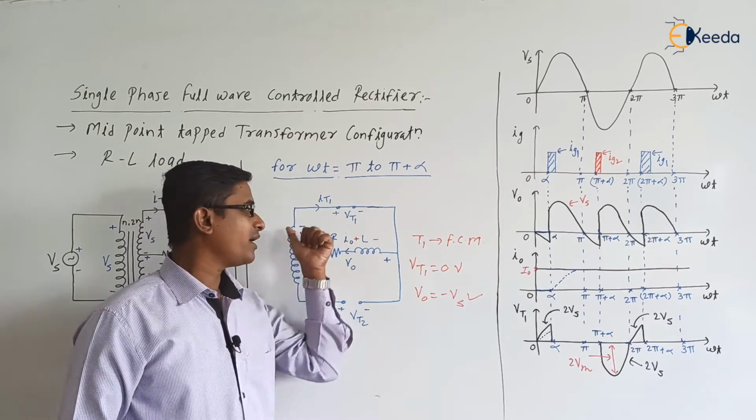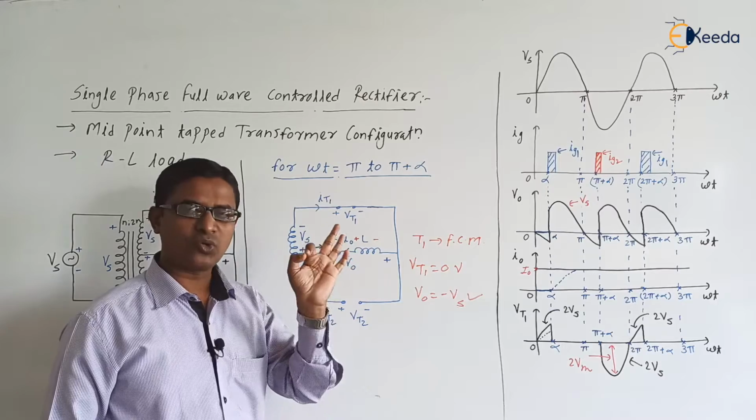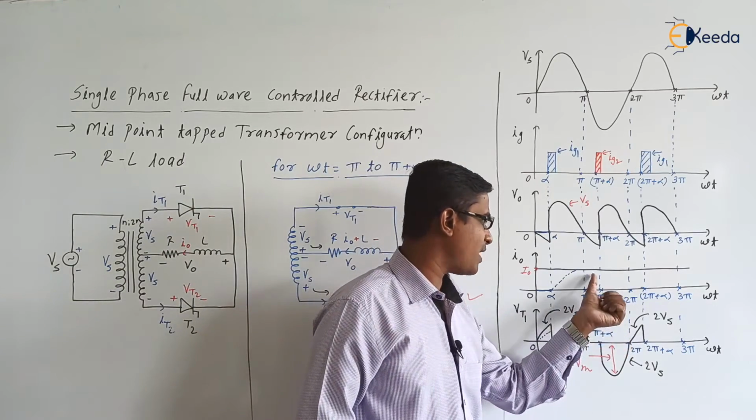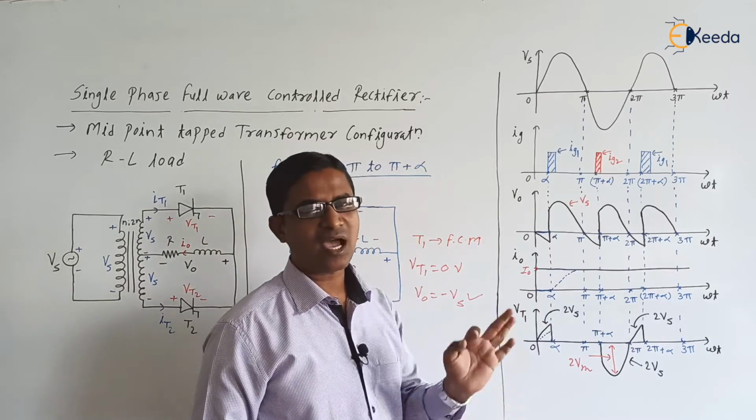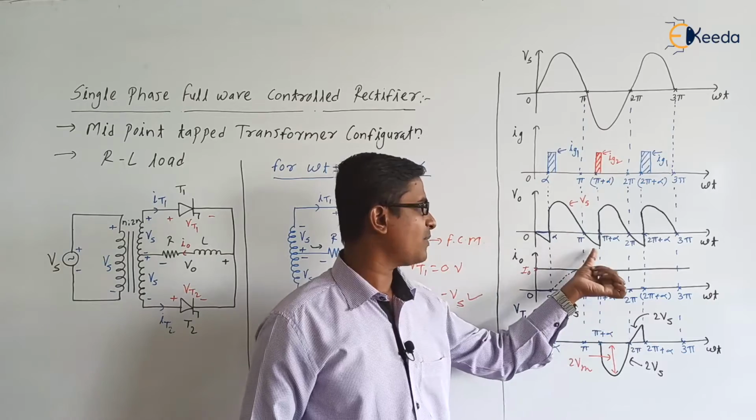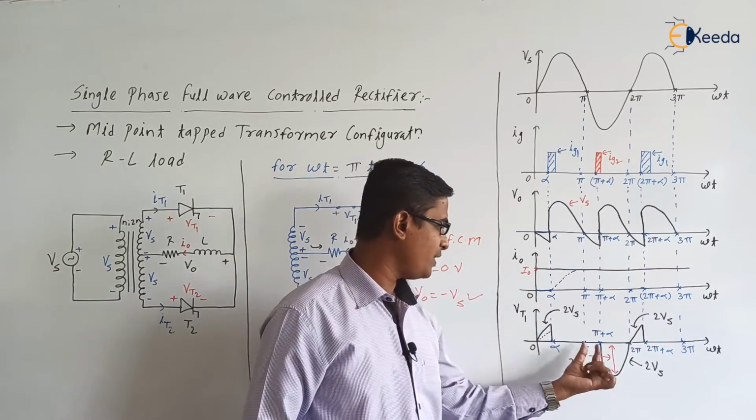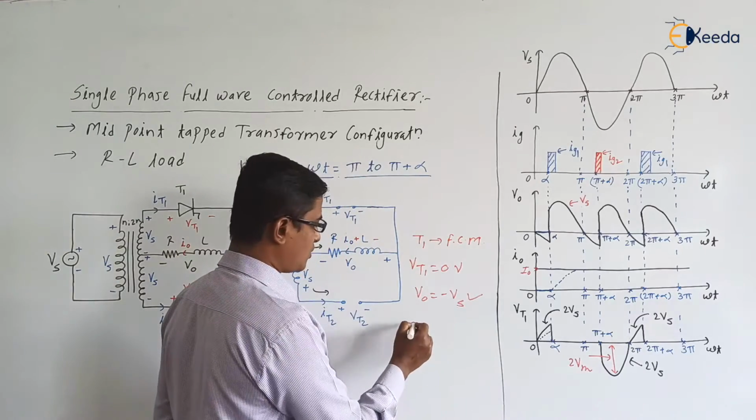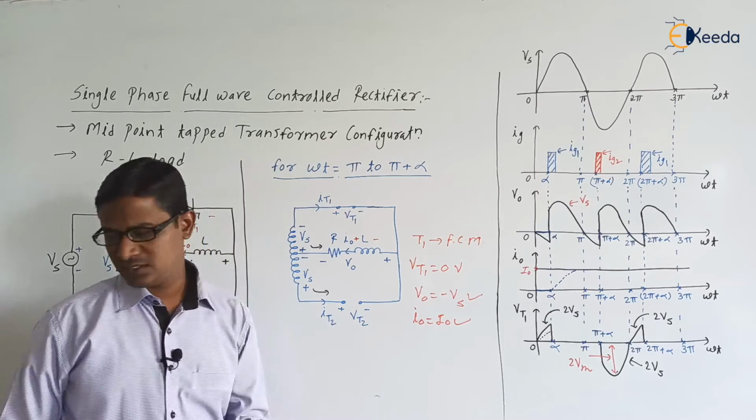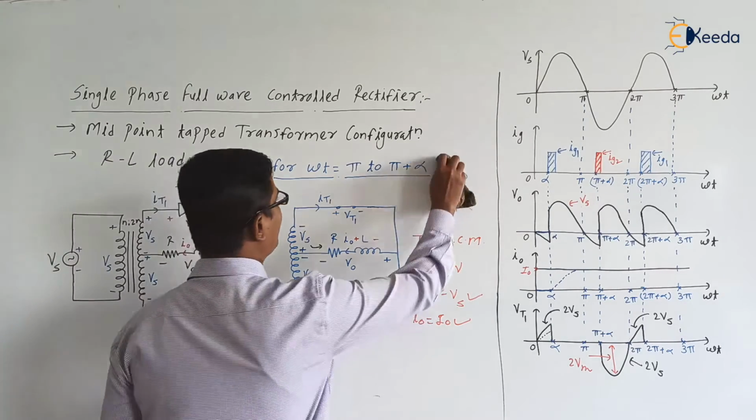Okay, so again the inductor is having a high value, due to that the current flowing through the inductor, which is equal to load current, will be maintained constant. So here, pi to pi plus alpha, I0 is constant. Is this clear? I0 is constant. Next, during pi to pi plus alpha, V0 is minus Vs. Next, I0 is I0. What is Vt1? Vt1 is 0, right? And I0 is constant. Next, from pi plus alpha to 2 pi, what will happen?